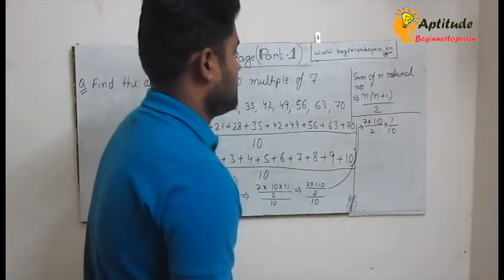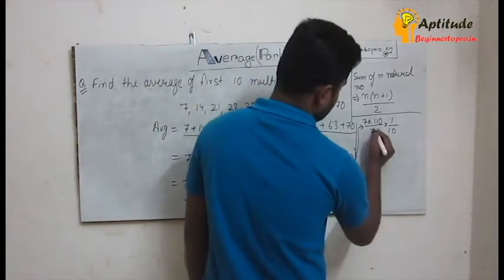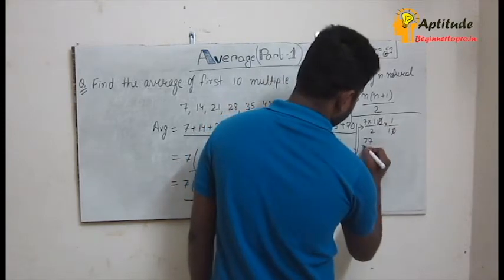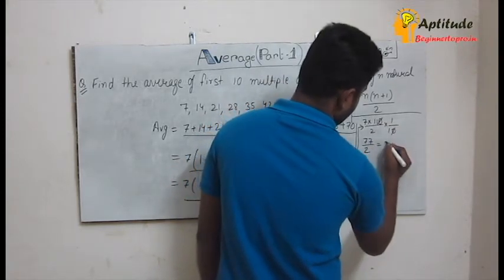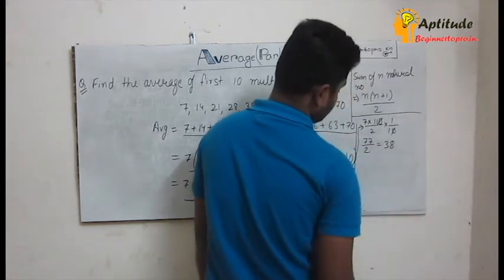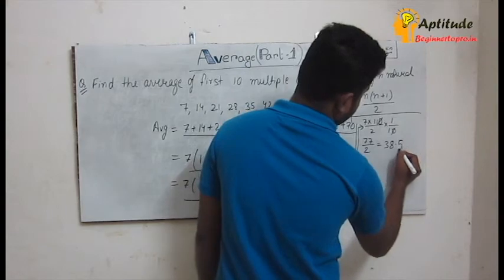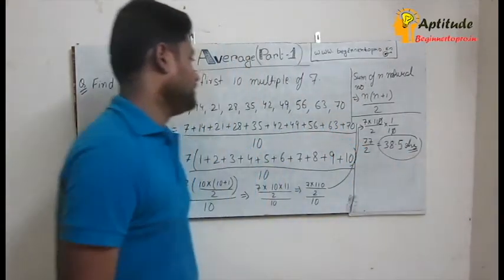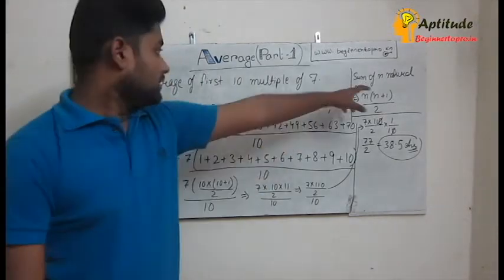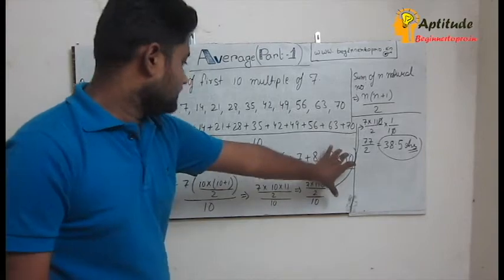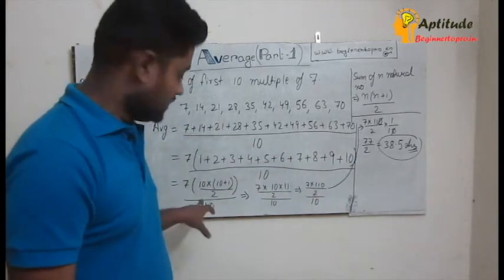Okay, so 77 by 2, which is 38.5. So the required answer is 38.5. See, by using this formula, we have written this entire thing in this way.